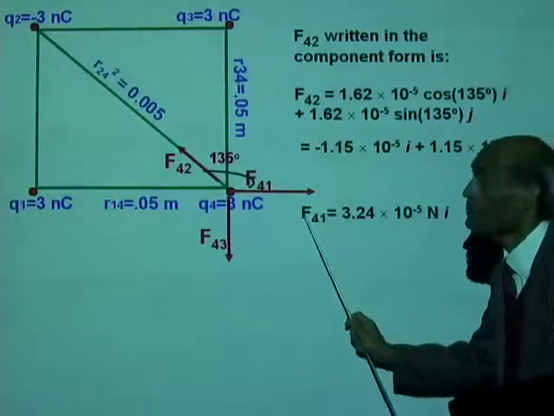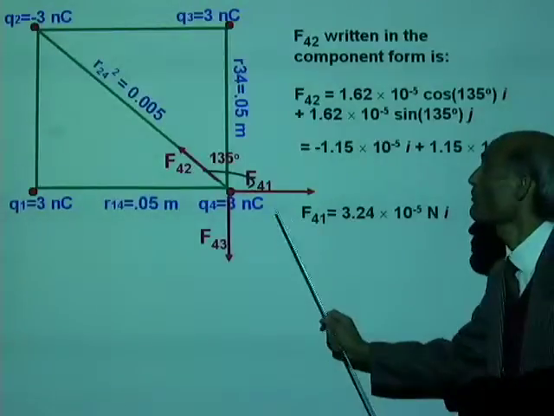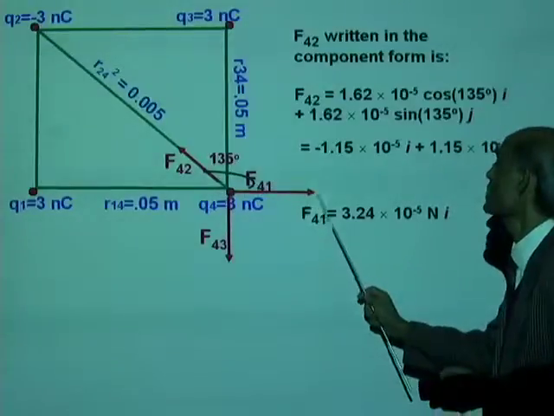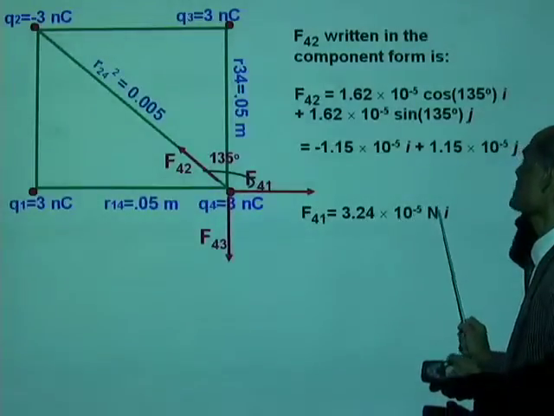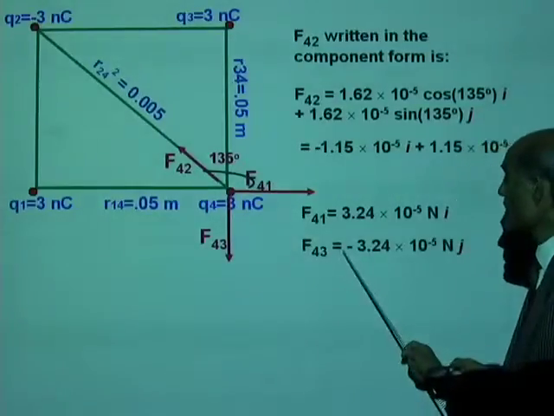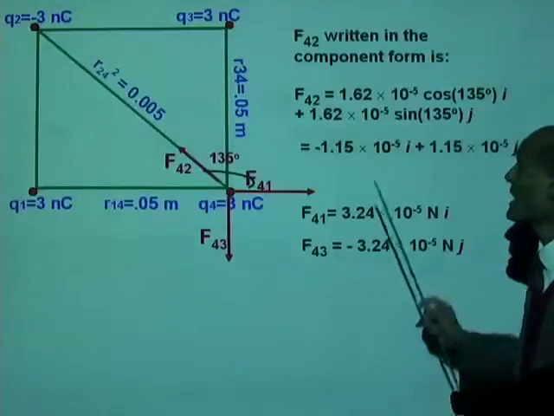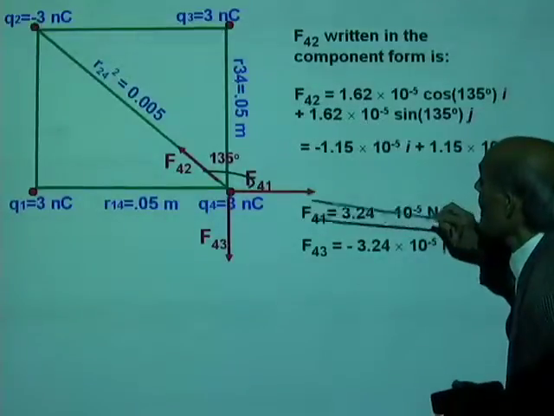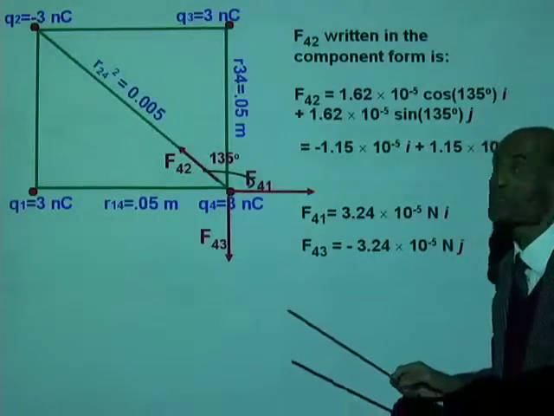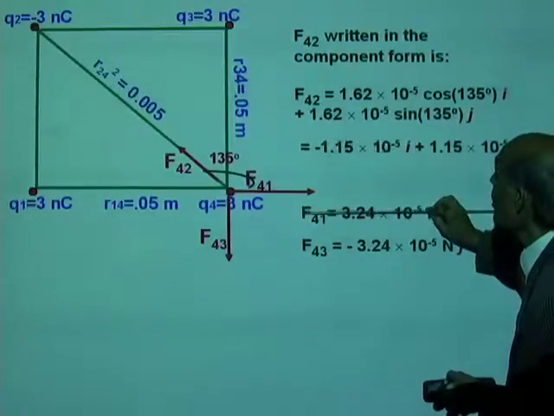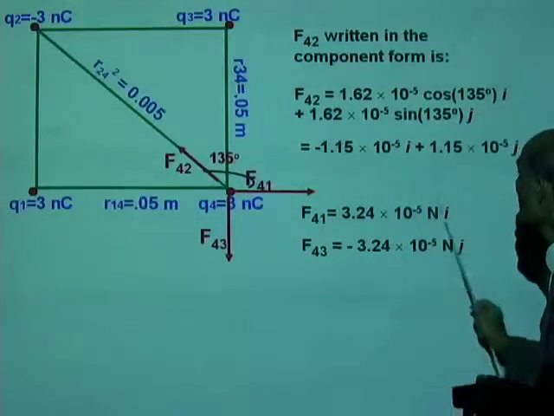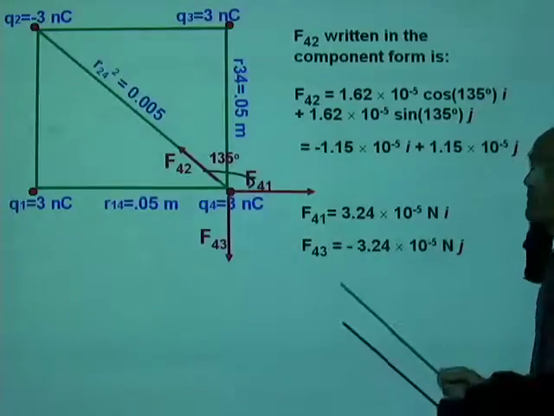So we already calculated this. F41, I'm writing that again. F41 is this force, which is 3.24 times 10 to the negative 5 Newton i. And F43 is this. And now you have F41, F43, F42. The vector sum of these forces is simply the sum of these three. Can you add this, this, and this?